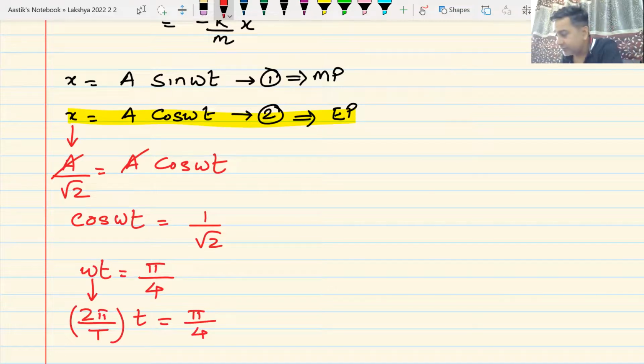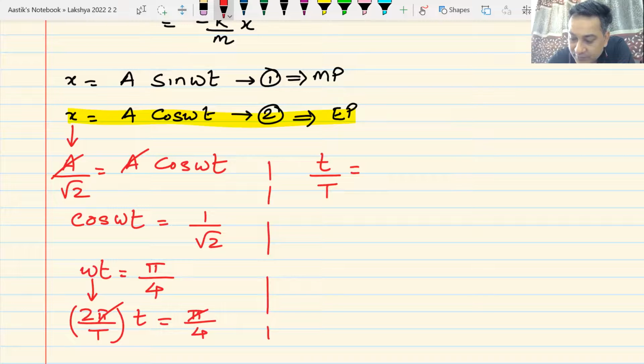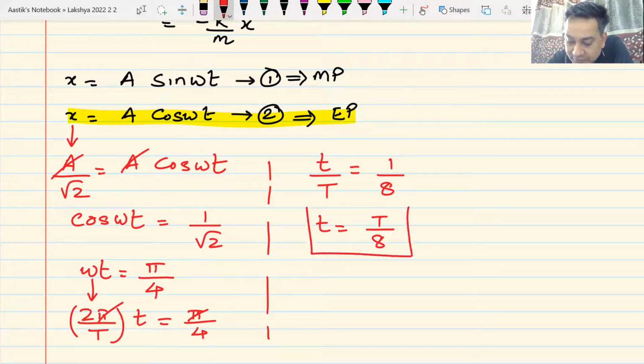Simple, simple steps I'm doing. No more complications. Pi and pi will get cancelled and I move on to the other side. My t by capital T will become 1 by 8. So my time becomes T by 8, total time period divided by 8. Total time period was given as 4. So my answer becomes half. Do we understand this? Can I have some raised hands that we have understood this? Yes, sir.